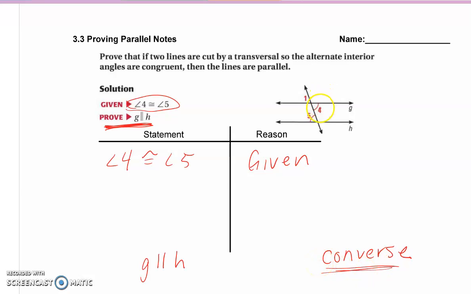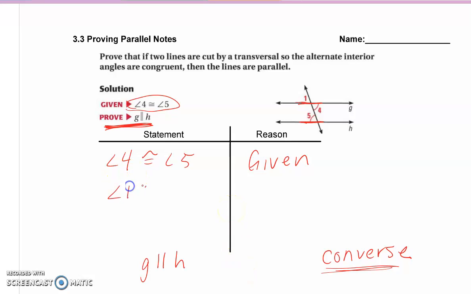So let's look at this. I tell you angle 4 is congruent to angle 5. I know simply that angle 1 is congruent to angle 4. We should know why that is. And if I can get that angle 1 and angle 5 are congruent, they're corresponding, that would tell me that the lines are parallel. So that's the way we're going to go.